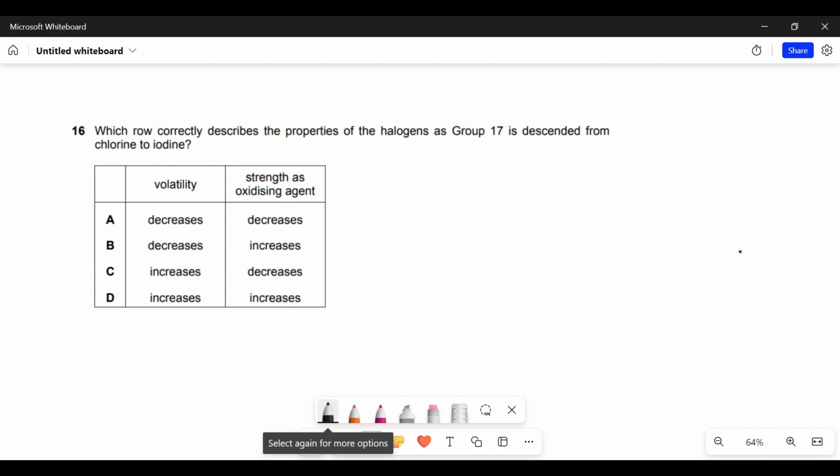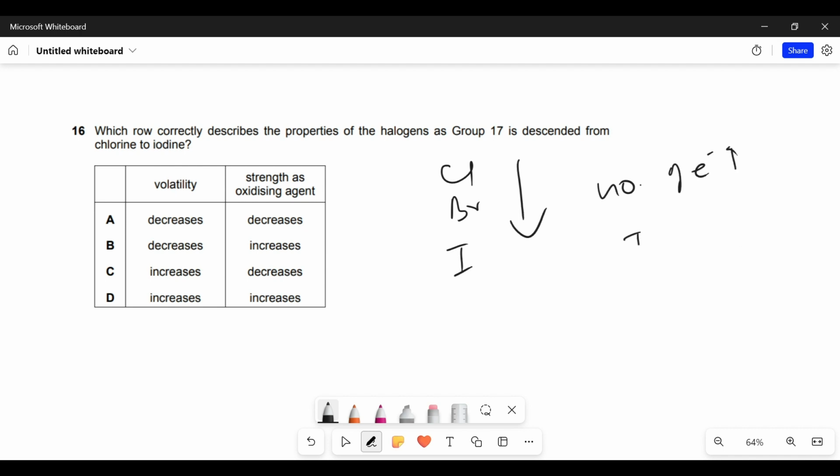First column is for volatility. Volatility means tendency to get vaporized easily. If I go down the group from chlorine to bromine and then iodine, you can see that the number of electrons increases, hence id forces become stronger, and that is why you will see that their physical state also changes. Chlorine is a gas, bromine is a liquid, and iodine is a solid. Hence we can see that it becomes less volatile, hence volatility decreases down the group.